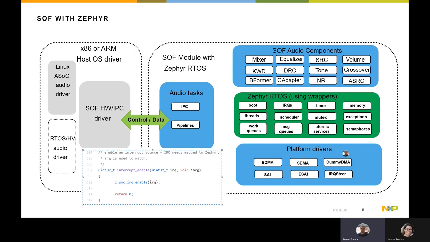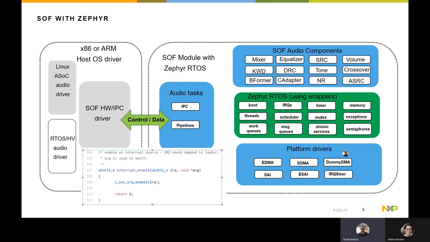The only thing that we've seen is that some functions have different names, so Sound Open Firmware couldn't compile directly. So we needed to create some wrappers. For example, for the interrupt enable function, the Sound Open Firmware code needed to call into the Zephyr SOC IRQ enable function. And we've done this very quickly for the boot part, IRQ, timers, memory, and scheduler. That was the first part, which allowed us to compile the firmware and try to boot. You will see later, when Juliana tells you, the problems that we encountered in this phase.